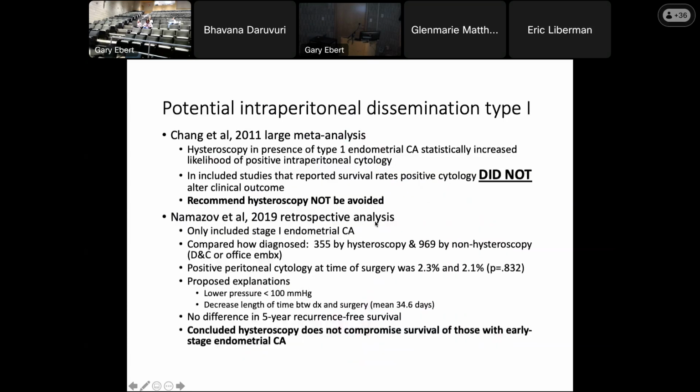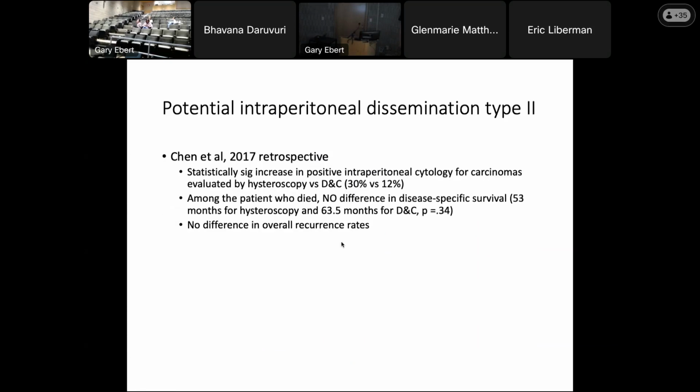And then there's been studies or concern about potential intraperitoneal dissemination. Basically, there's been multiple studies. They found that there is increased risk of finding cancer cells on cytology. However, they found that it does not clinically affect the patient, and they do recommend hysteroscopies. Same with type 2.